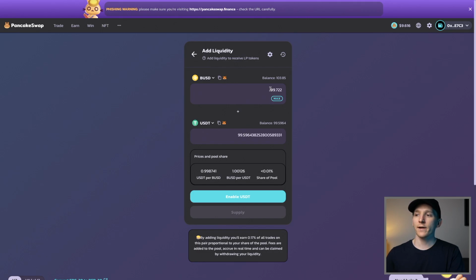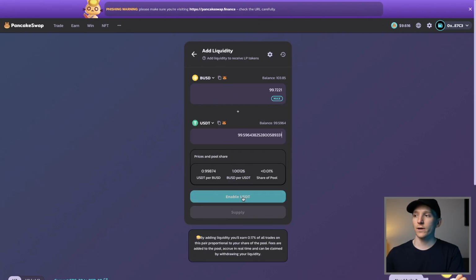And then that gives me 99.72 BUSD. They're just about 1 for 1. You can actually see down here, they're currently 99 cents USDT per BUSD, but about the same. So what I need to do now is enable USDT.